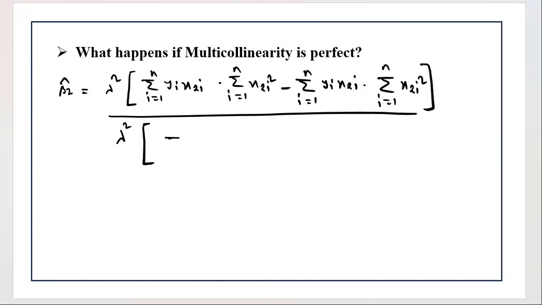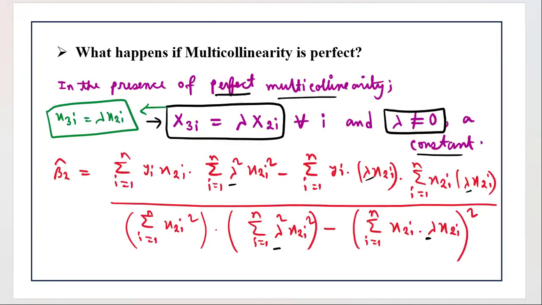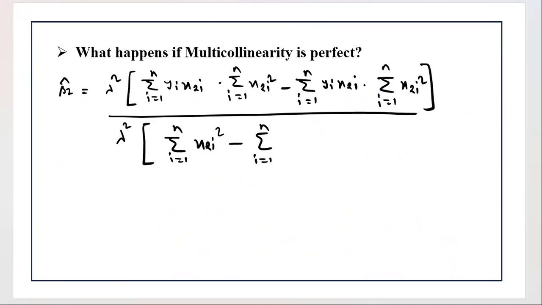You take the lambda square out, what will you get? You will get summation i from 1 to n x_2i square. This portion is not changing, and then from the next portion you will again get the same. Here you have summation x_2i square, and here you have summation x_2i whole square. So this will be summation x_2i whole square, and then again summation x_2i whole square.